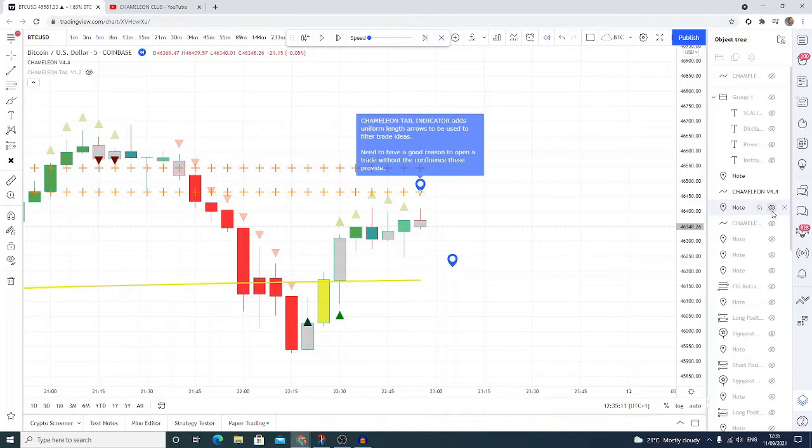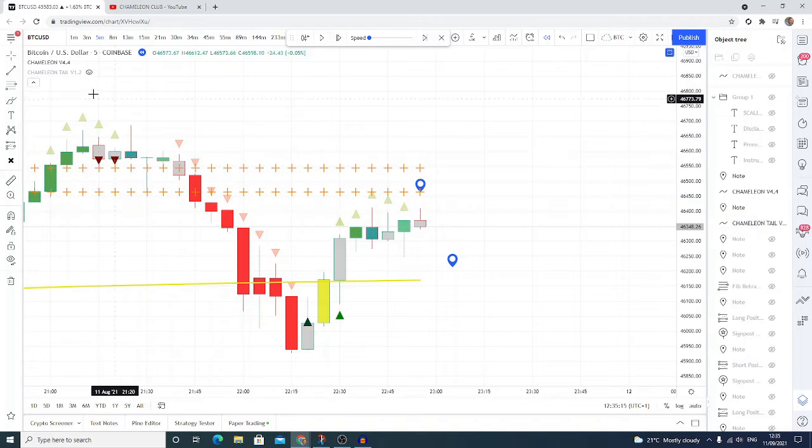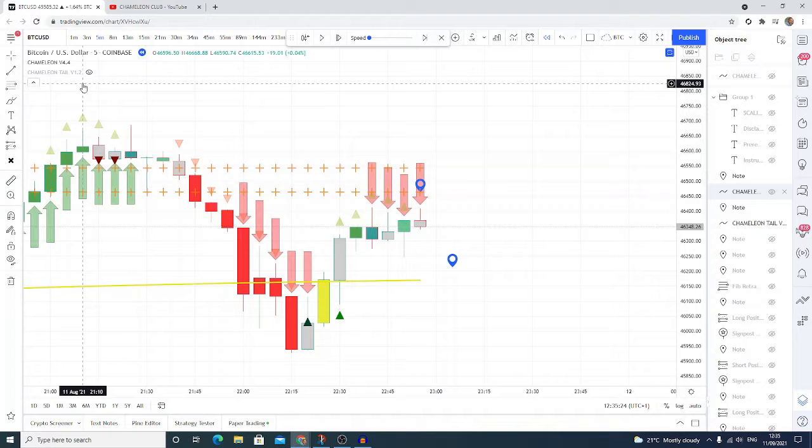Chameleon tail indicator adds a filter. This is represented by a red or green arrow above or below the chart. Look for shorts when the arrow is pointing down. Look for longs when the arrow is pointing up.